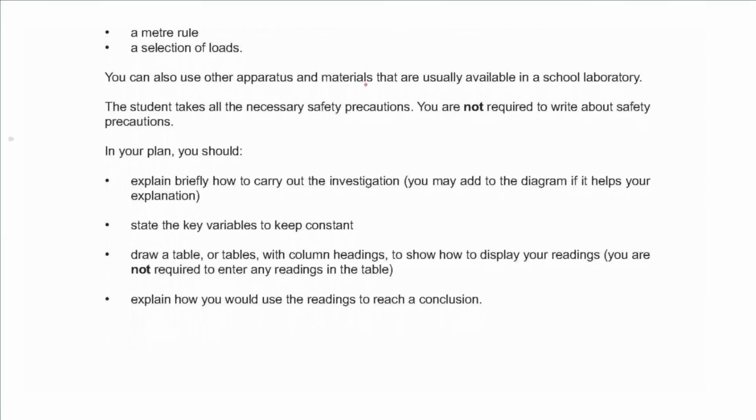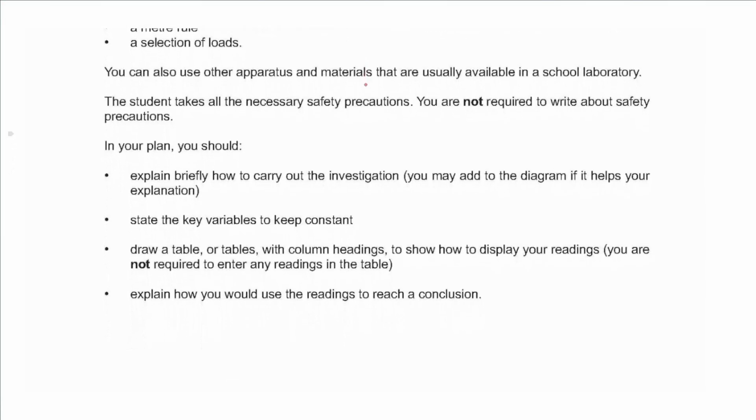In your plan, you should explain briefly how to carry out the investigation. You may add to the diagram if it helps your explanation. State the key variables to keep constant. Draw table or tables with column headings. Do not add any readings in the table. Explain how you would use the readings to reach a conclusion.